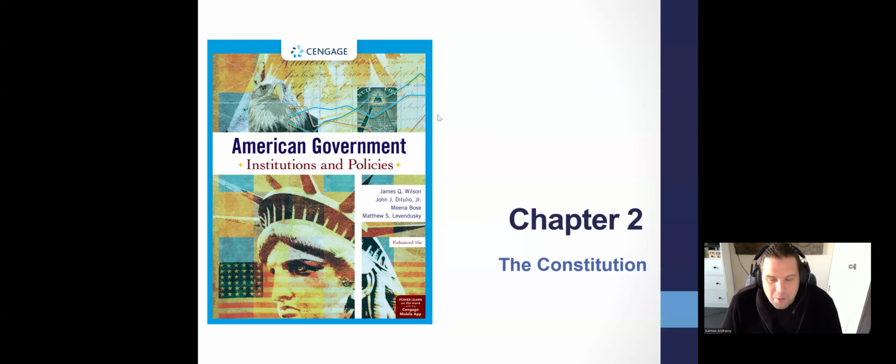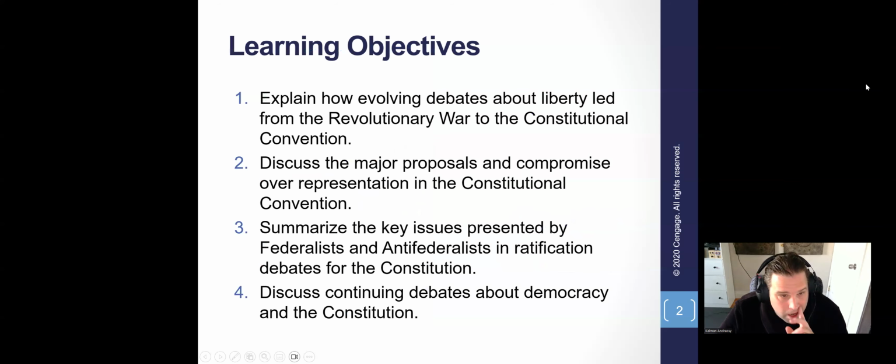Okay, so this week we are examining the United States Constitution, and I wanted to give a little bit of background as to where the ideas for this all sort of came from, so that we can really come to understand what it is that the Constitution represents in American society and American government.